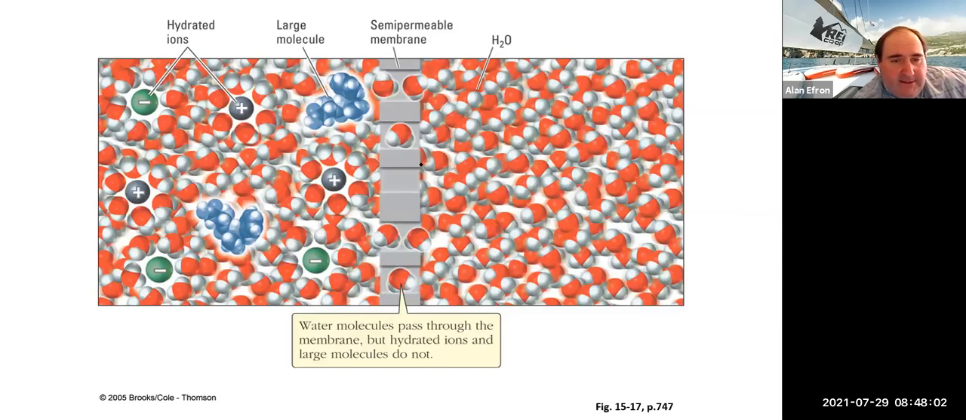Here's a zoomed in look at a semi-permeable membrane in the middle. Again, you can see that there are channels there, or holes, however you want to look at it. It allows these water molecules, which in this picture are small enough, to be passed back and forth through here.